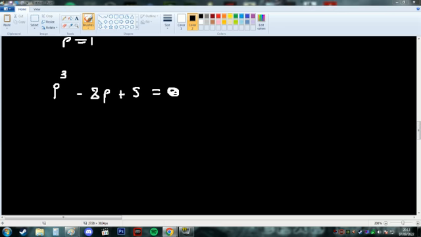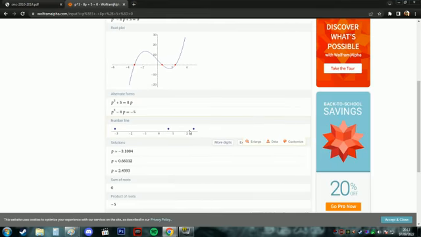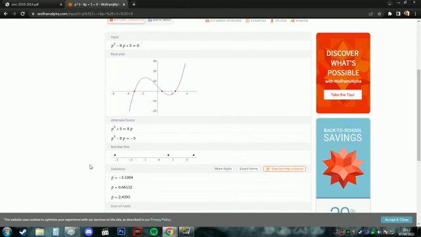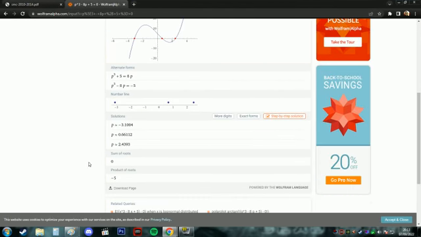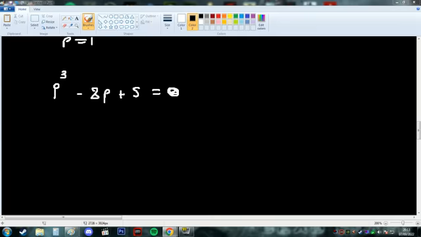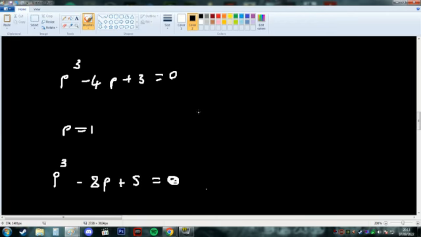I'll show that in Wolfram Alpha. You can see that there are no integer solutions. And that's about it. It's quite an easy problem, really.